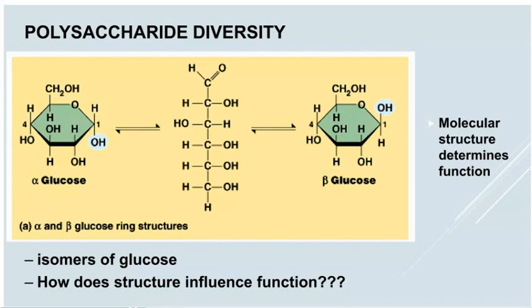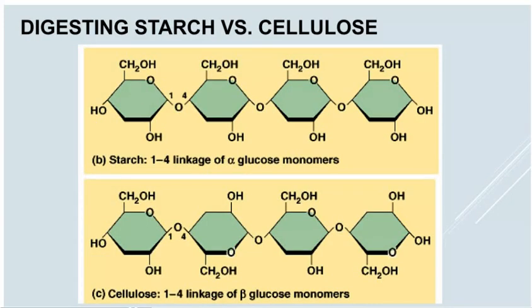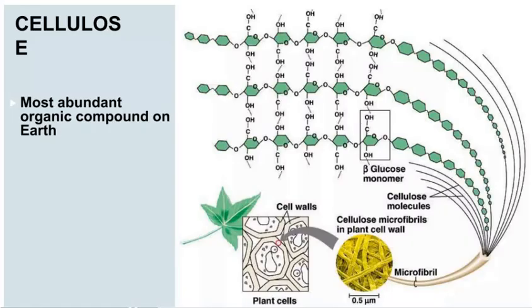You can see the alpha glucose, you can see the beta glucose, only changing the position of the OH groups. So digestion, starch versus cellulose. Starch is a 1,4 linkage of alpha glucose monomers and cellulose is a 1,4 linkage of beta glucose monomers. So cellulose is the most abundant organic compound on earth. You can see the plant cell wall, microfibril, and beta glucose monomers, cellulose molecules, cellulose microfibrils in the plant cell wall.